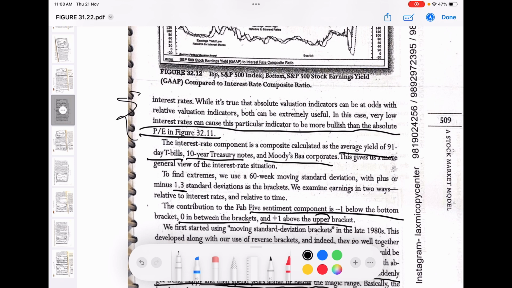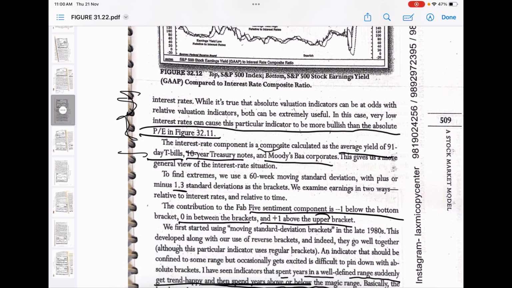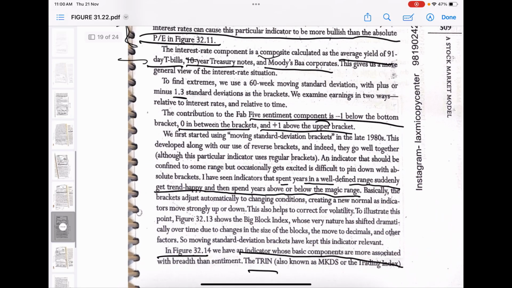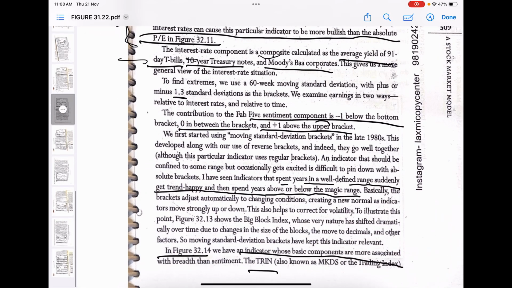So this is the indicated relative interest rate component, which is a composite, and it is calculated on either 91-day T-bills, 10-year treasury notes, or Moody's BAA corporates. So this basically talks about how the interest rates also play an important role in the stocks. Whenever the interest rates are low, you can assume that the indicator is going to be bullish, and whenever the interest rates are high, you know that the indicator is basically bearish.